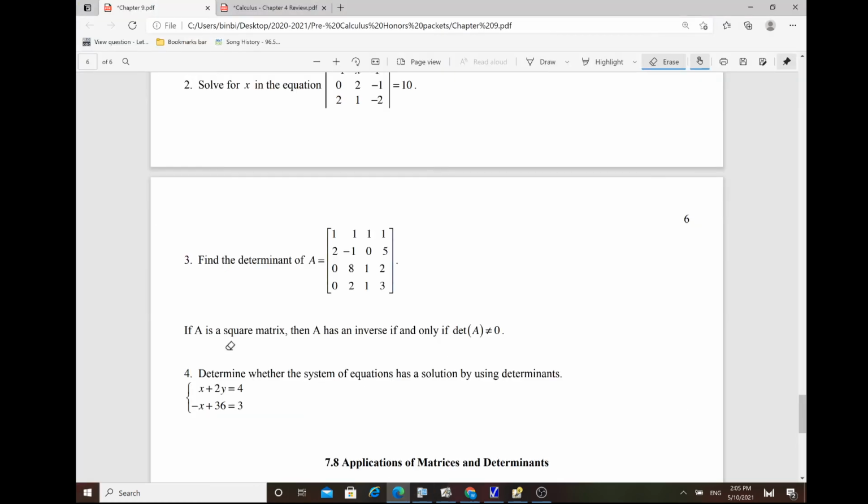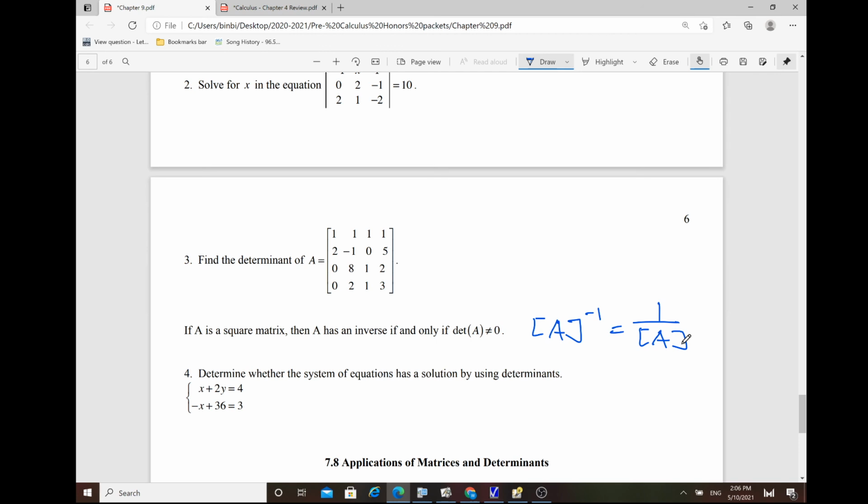So the other one is showing the theorem. If matrix A is a square matrix, then A has the inverse if and only if determinant of A does not equal 0. If that's a square matrix, this theorem is always true. The inverse exists if the determinant is not 0. So the inverse is just like finding matrix A to the power of negative 1. So that requires 1 over the matrix A. In order to get that, we need to get the determinant.